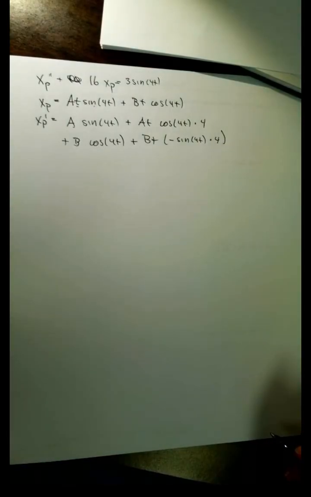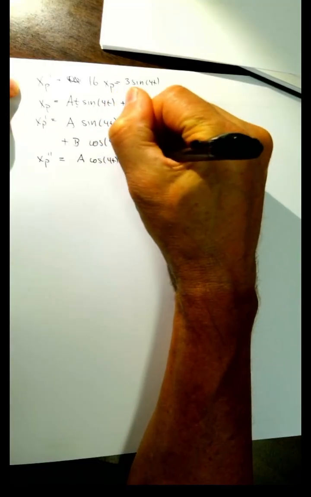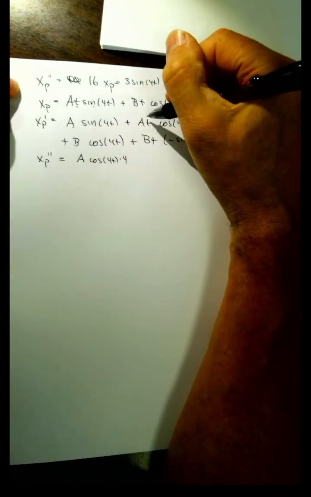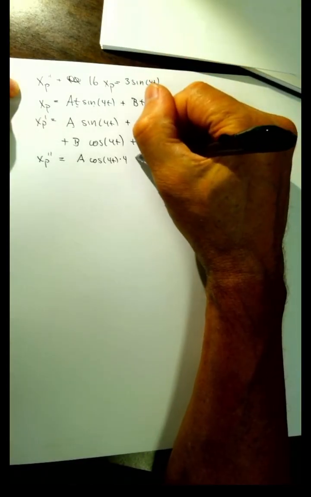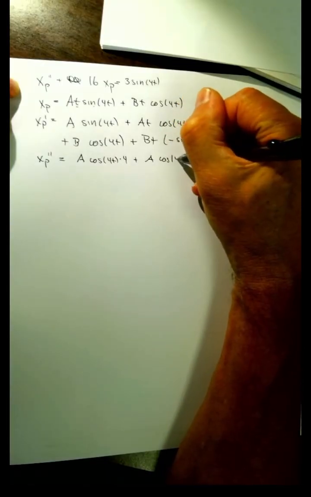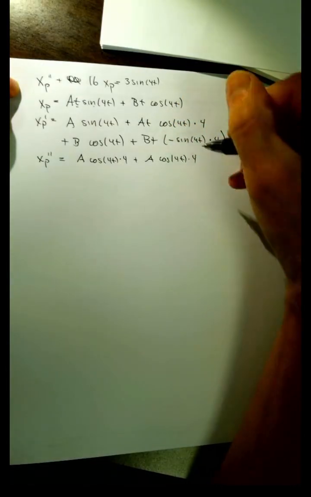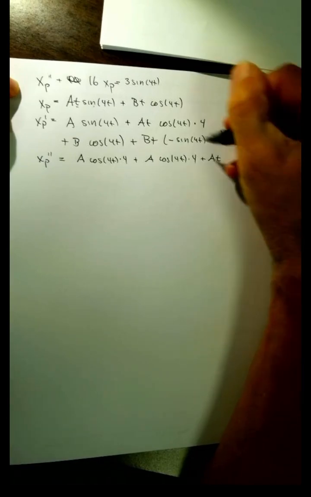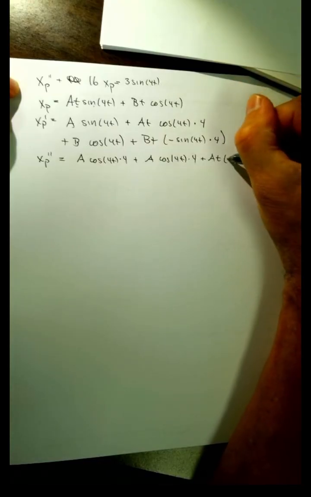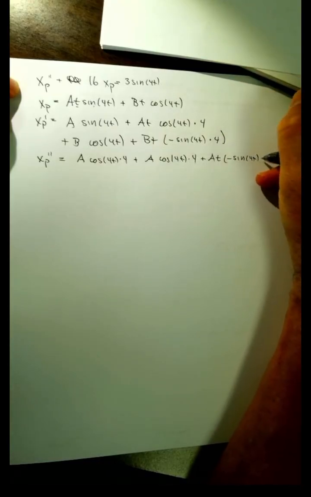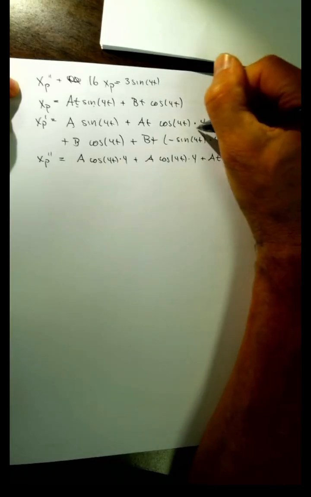All right, and now I need a second derivative because I'm going to plug that in. Derivative of a sine 4t is a cosine 4t times 4. Derivative of at cosine 4t times 4. Well, derivative of at is just a. So I'm going to get a cosine of 4t times 4. Derivative of cosine of 4t for the next term, I'm going to have at times minus sine of 4t times 4. And I got to bring down the times 4.